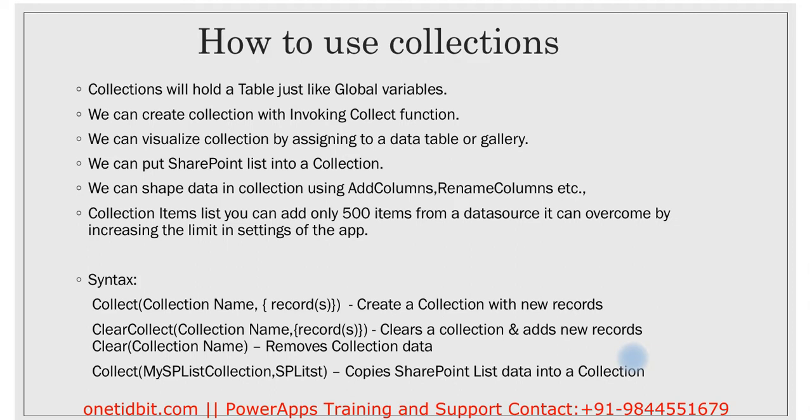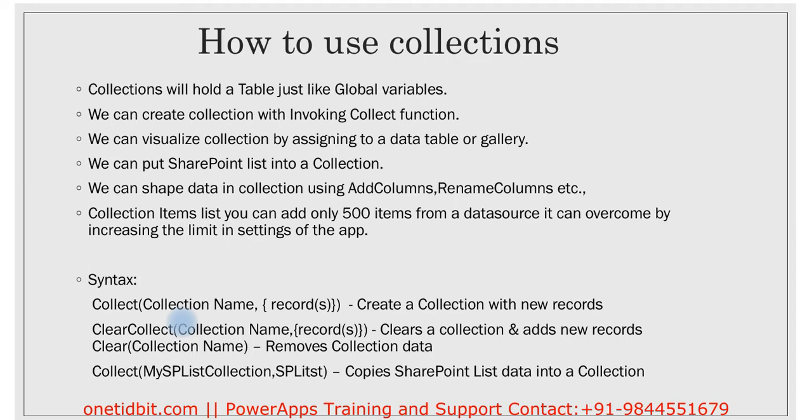There is a limit for these collections. If you are copying items from a SharePoint list to a collection, it can add only up to 500 items. To overcome this, we need to increase the limit in the settings of the app. Collections create a temporary space for holding the data. The syntax is collect, and we give the collection name and the records in curly braces.